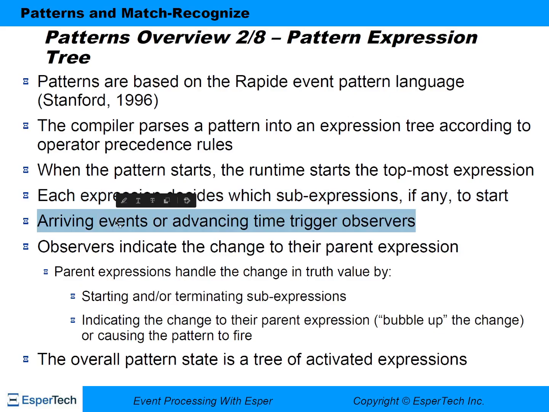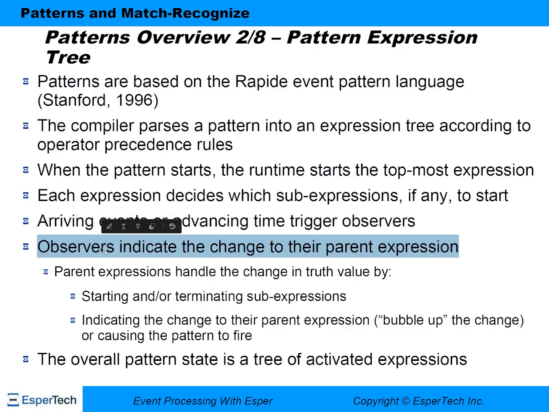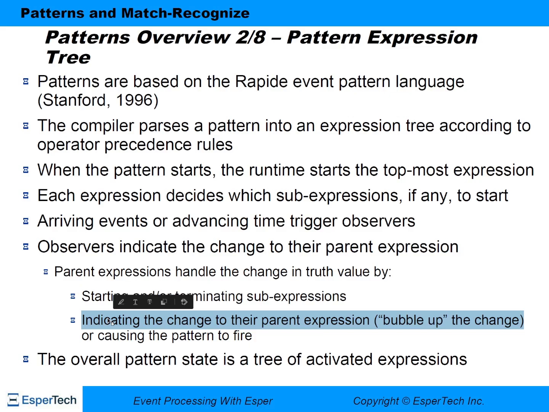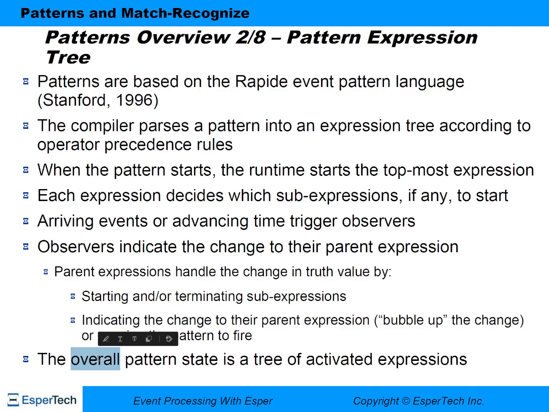Arriving events or advancing time trigger observers. Observers indicate the change to their parent expression. Parent expressions handle the change in truth value by starting and or terminating sub-expressions, indicating the change to their parent expression or causing the pattern to fire. The overall pattern state is a tree of activated expressions.